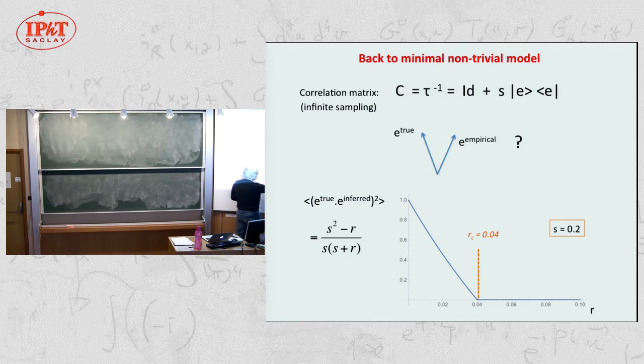For s equal to 0.2, the critical value of R is s squared. As you decrease R, that means you get more and more samples. If you are above this threshold, the top eigenvector of the empirical covariance matrix is uncorrelated with the true E. If you are below, then you see a correlation. That is, the vector gets more and more aligned along the true direction, and you get perfect alignment when you have an infinite number of samples. Okay, so this is what we discussed.